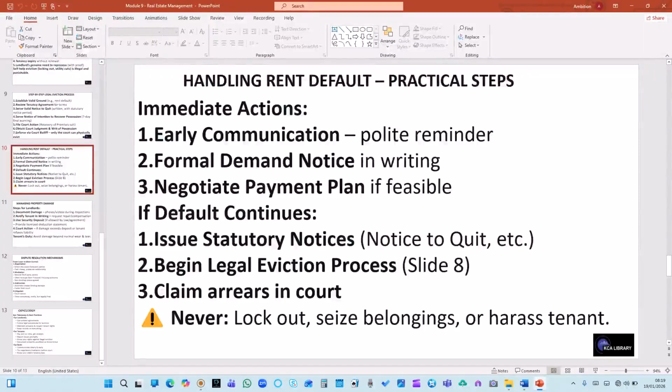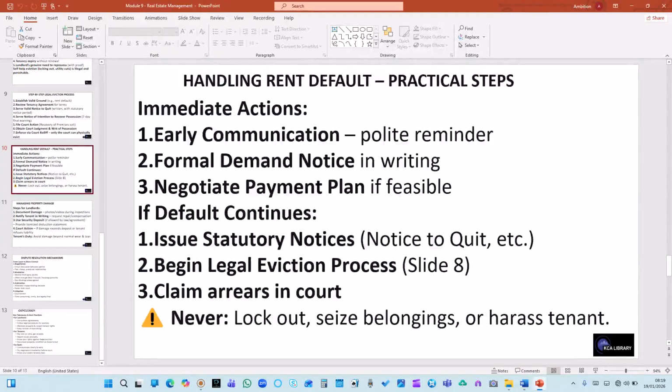That is the practical step. Immediate action. These are the step-by-step approach to handle rent default when the tenant fails to pay. Number one approach is early communication, where you have to communicate to the tenant in a polite manner. So a polite reminder is needed.